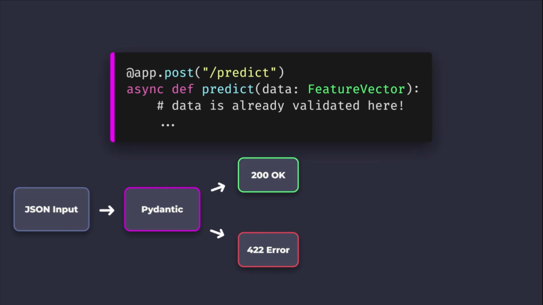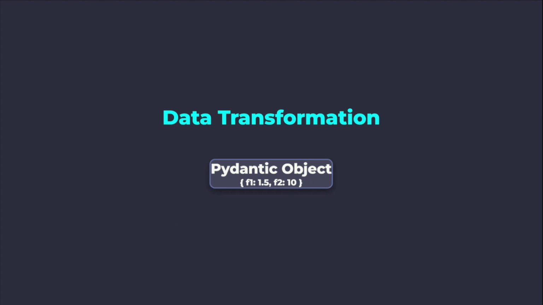The prediction endpoint must be a POST request, accepting the Pydantic model in the request body. Define the route using the decorator @app.post, specifying the path, for example, /predict. The function signature must type hint the input parameter using the Pydantic class defined previously. For instance, async def predict(data: FeatureVector). FastAPI automatically handles the JSON parsing and validation against the FeatureVector schema before the function body executes. If validation fails, FastAPI returns a standardized 422 Unprocessable Entity response immediately.